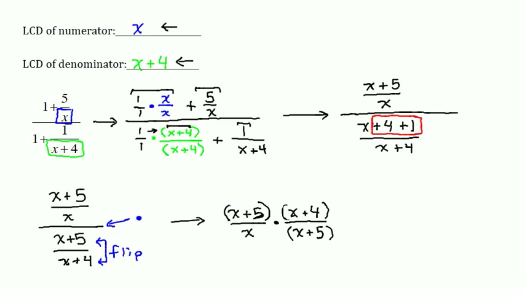And I see that I do have two common factors, the factors x plus 5. The x plus 4 and the x have no common factors, so they comprise my final answer, x plus 4 over x.